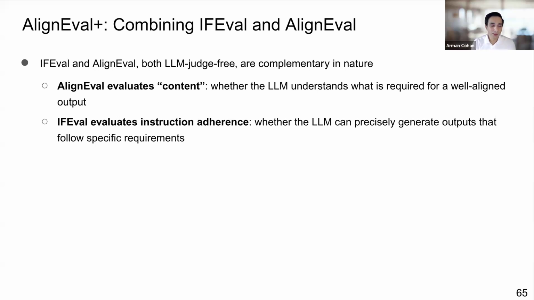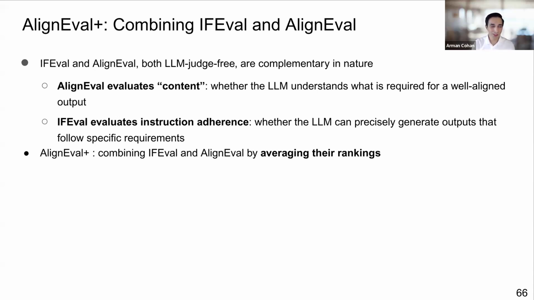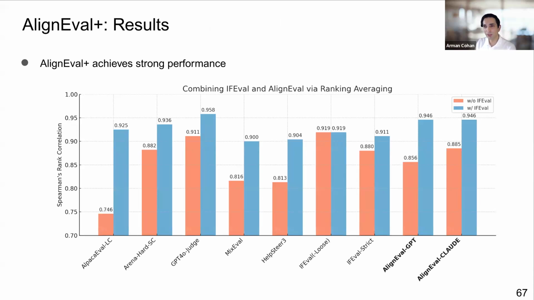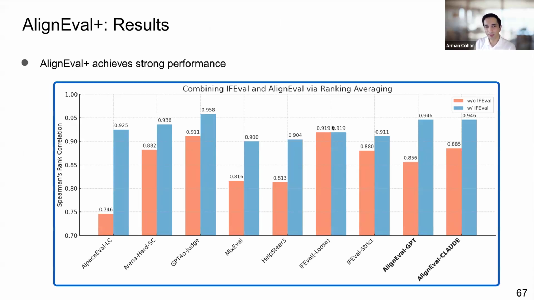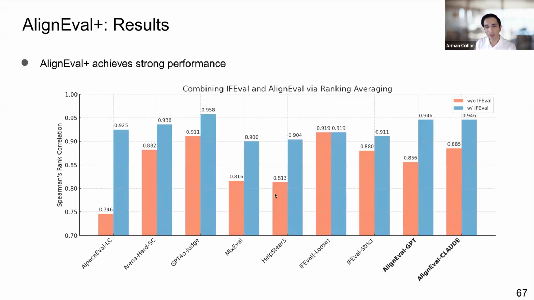We did a bit of investigation into this, and what we found was that Align-Eval essentially evaluates the content, whether the LLM understands what is required to answer. However, IFEval is mostly about following instructions, for example whether the length is correct or whether the style is correct. So we thought, why not combine the two? IFEval evaluates style and Align-Eval evaluates content, so maybe we can average the two. And actually, we saw that Align-Eval-Plus was able to get much higher correlation by combining the two.